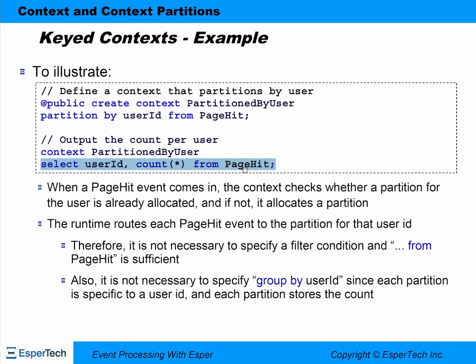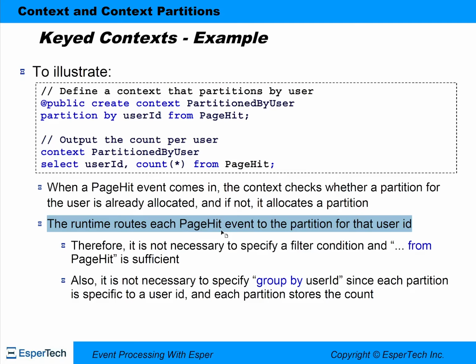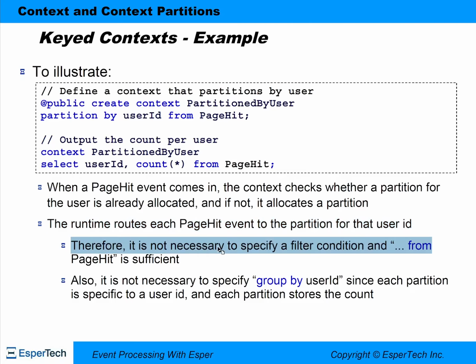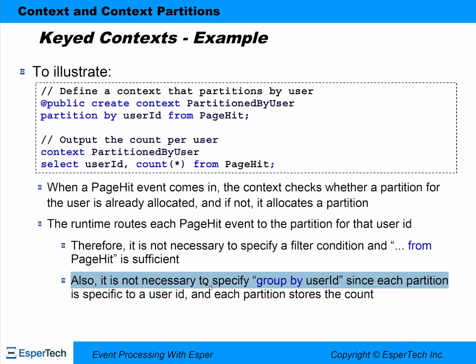When a page hit event comes in, the context checks whether a partition for the user is already allocated, and if not, it allocates a partition. The runtime routes each page hit event to the partition for that user ID. Therefore, it is not necessary to specify a filter condition, and from page hit is sufficient. Also, it is not necessary to specify group by user ID, since each partition is specific to a user ID, and each partition stores the count.